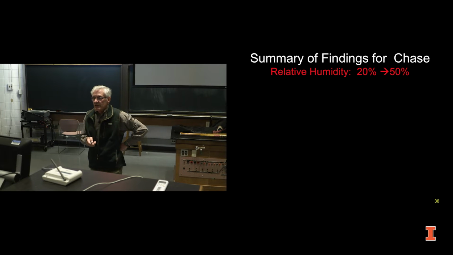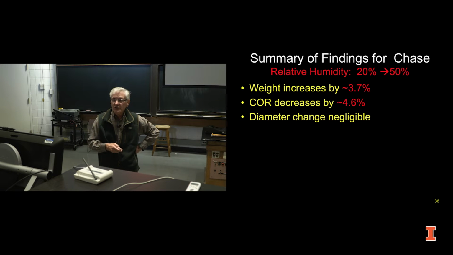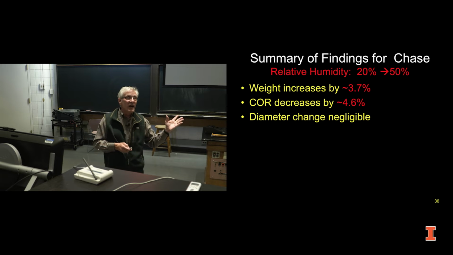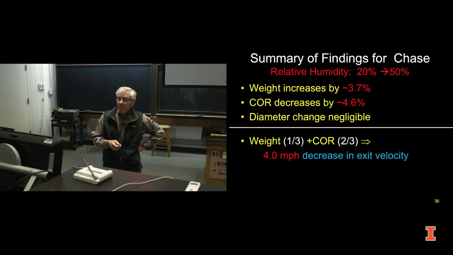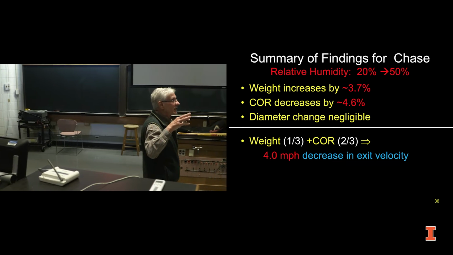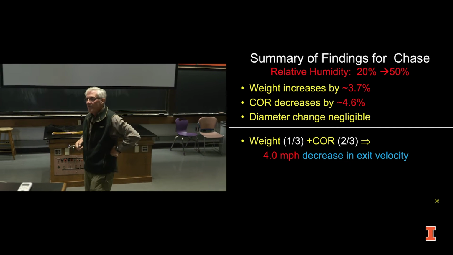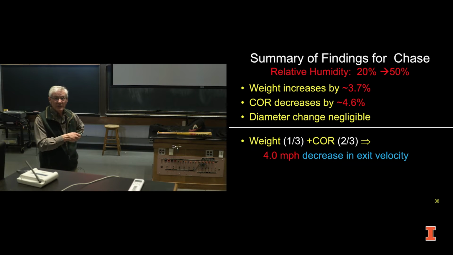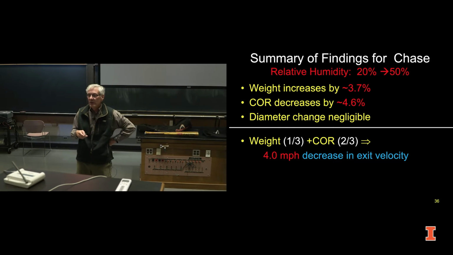So these are the assumptions. The weight increased by about 3.7%. The COR decreased by about 4.6%. The change in the size of the ball, as I told you before, was totally negligible. So the result: there was a 4 mile per hour decrease in exit velocity. It went from, say, 100 miles an hour to 96 miles an hour. Of that, 2/3 of that reduction came from the COR, the bounciness. 1/3 of the reduction came from the weight, the higher weight.